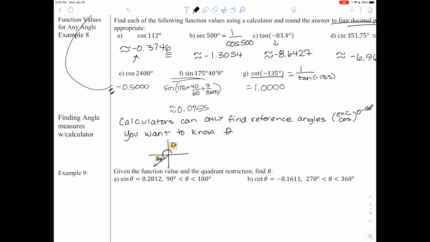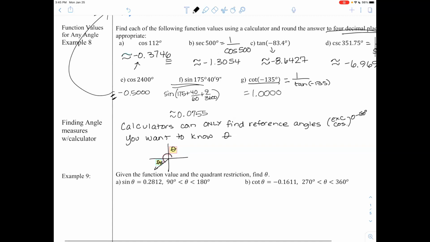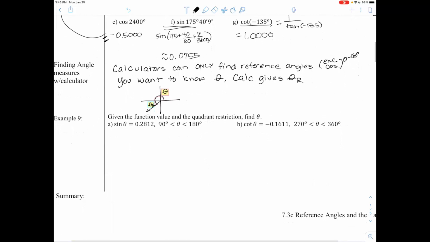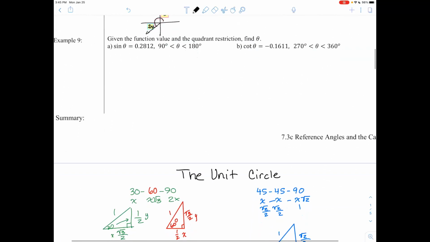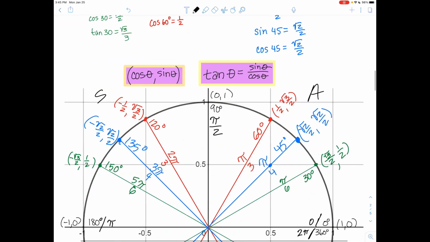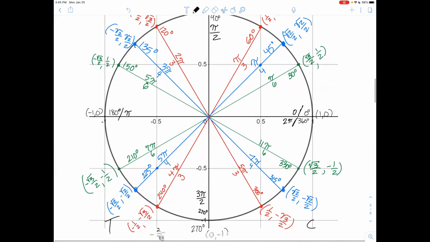It's kind of tricky. I'm going to show you here in just a second. Okay, so if you want to know theta, realize that the calculator gives theta reference. It's going to give you a different measure. So let me explain why real quick. Let me just go to my unit circle here and explain.